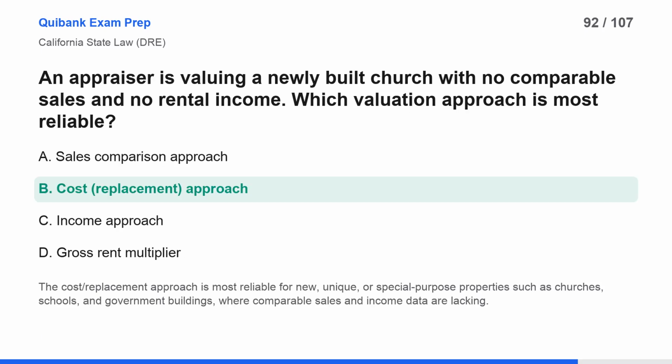The answer is B. Cost replacement approach. The cost/replacement approach is most reliable for new, unique, or special-purpose properties such as churches, schools, and government buildings, where comparable sales and income data are lacking.